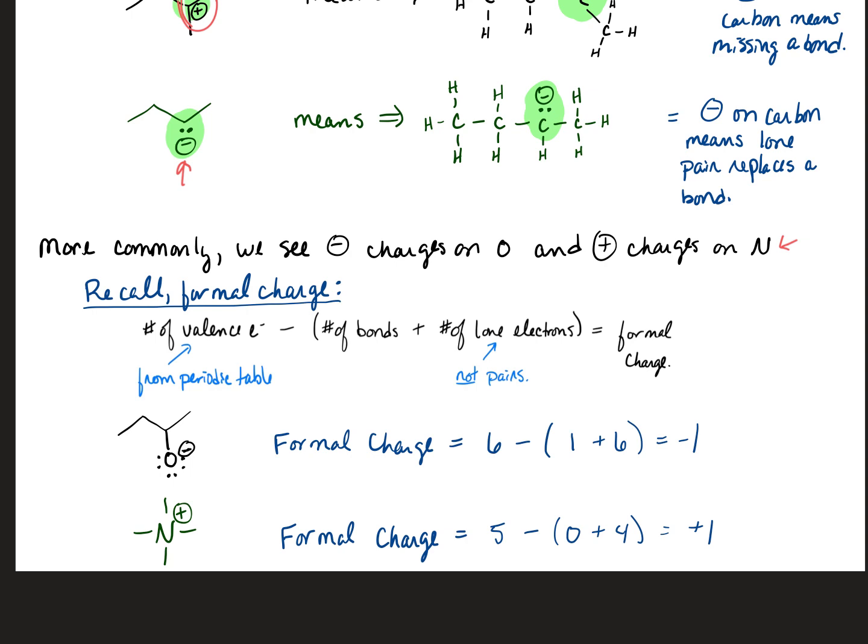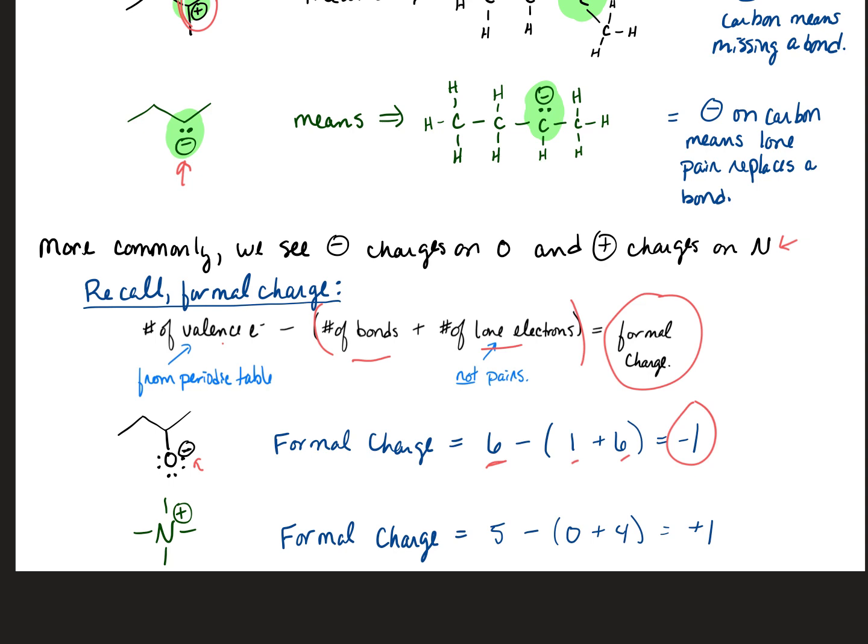So remember, to determine the formal charge of something, it's the number of valence electrons from the periodic table minus, and this is all in parentheses here, the number of bonds plus the number of lone electrons, not pairs. That's going to give you your formal charge. I've given you some examples here. If we see oxygen with a negative charge, the formal charge would be equal to 6, the number of valence electrons on the periodic table, minus, it's got 1 bond and 6 lone electrons. So that's where it has a -1 charge.